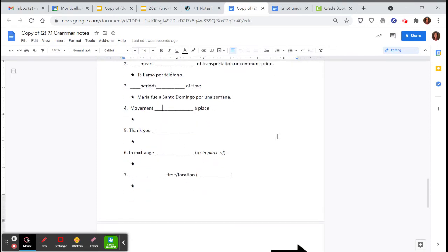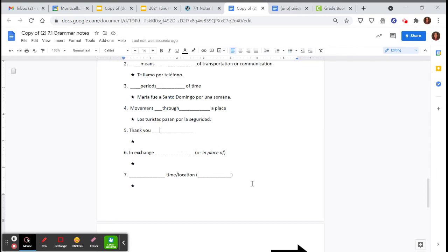And then movement. This is movement through a place. So anytime you're talking about going through a certain location or place, you're going to use por. So for example, los turistas pasan por la seguridad. So the tourists go through security. Let's say you're at the airport, you need to go through security. Therefore, we use por. Or if I said I was walking through the building or I walked through the park, then we're using por in all of those examples.